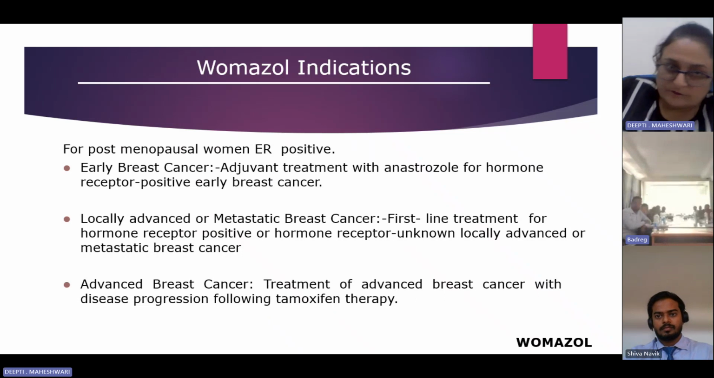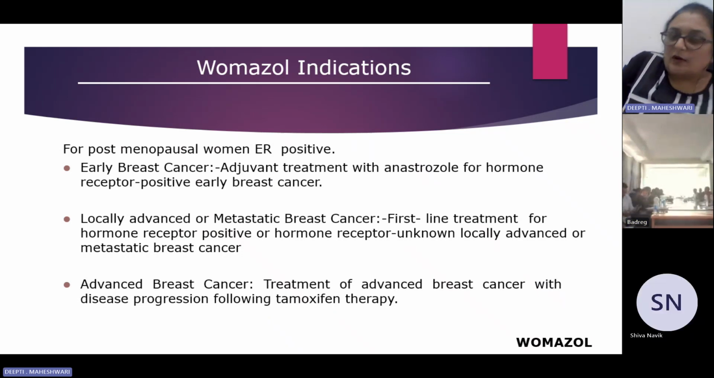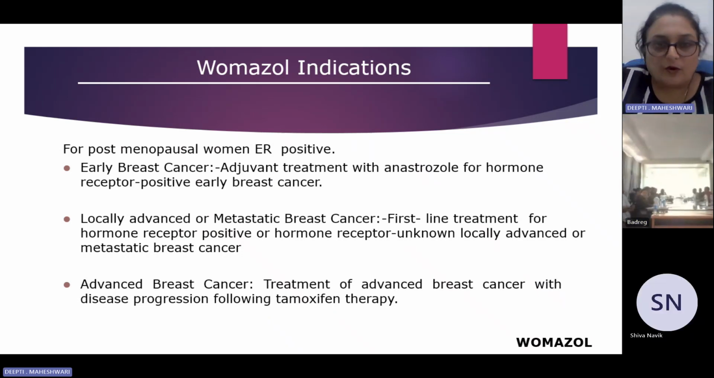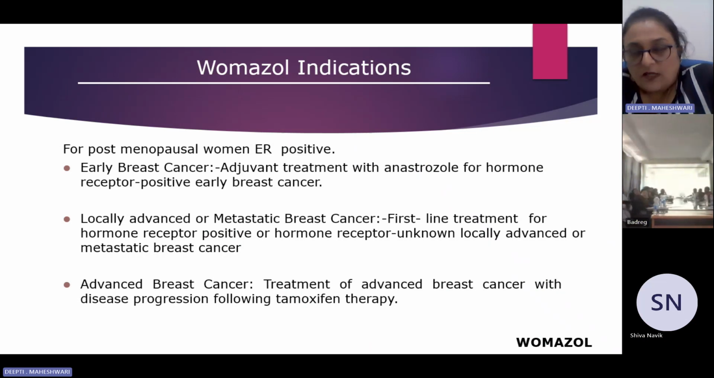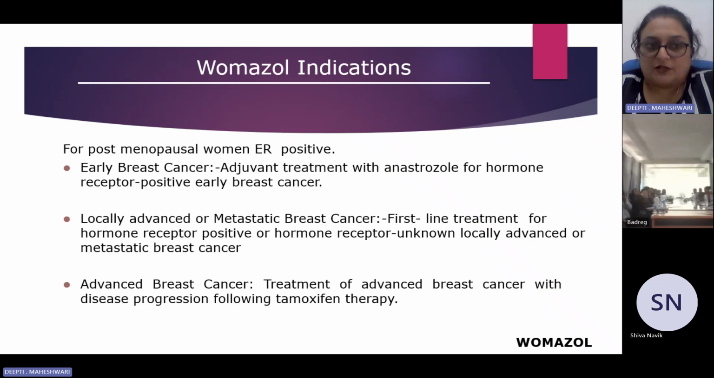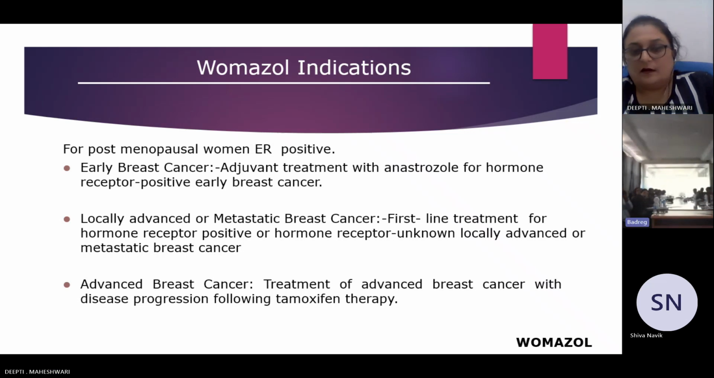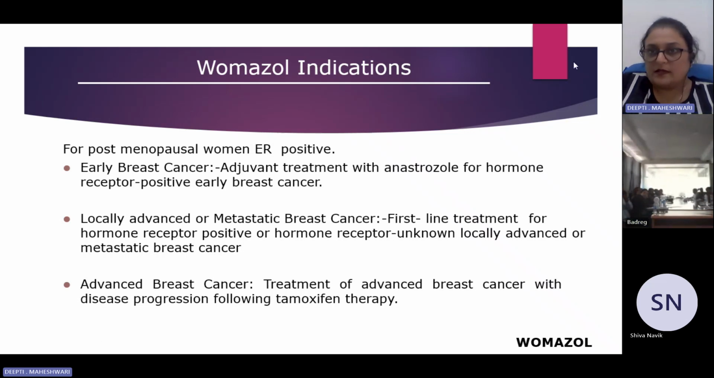We can proceed. So we just saw letrozole. I will not repeat the mode of action because letrozole and vomazole have got the same mode of action. Now we straight come to the indications. Vomazole is of course for postmenopausal women who are ER positive.